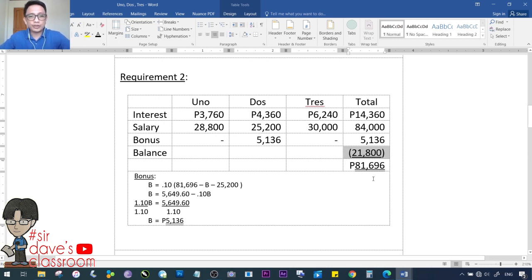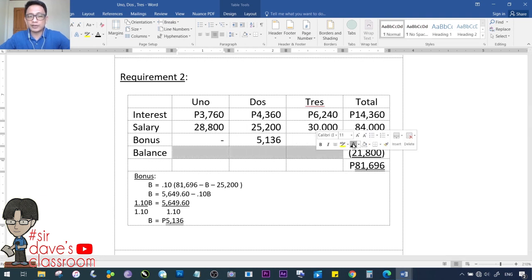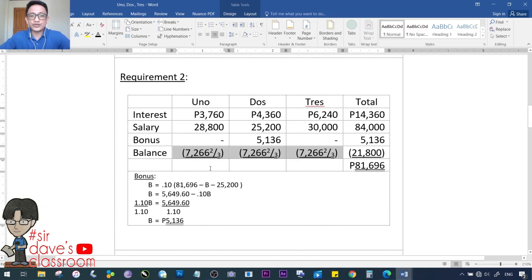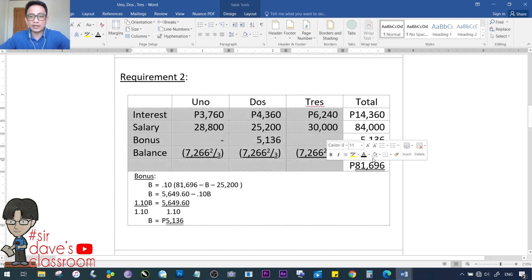21,800. According to the problem, the balance is divided equally among them. So 21,800 divided by 3 must be 7,266 and 2/3. So we are done with our schedule of profit distribution. You just have to total everything 1, 2, 3. The following should be our totals.